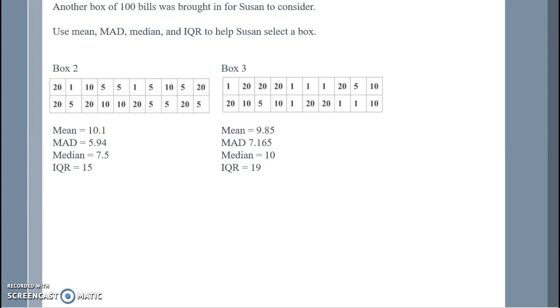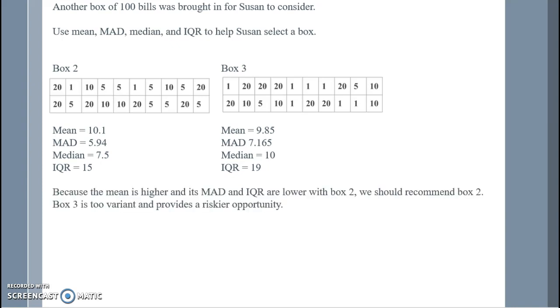Box 3, the mean is 9.85, slightly smaller than the mean of box 2. The MAD is slightly higher, so the data points are more spread out from the mean. The median is 10, and yes, that is higher. And further, the IQR is more spread out since the range between the first and the third quartiles is 19, which is higher than the interquartile range of box 2.